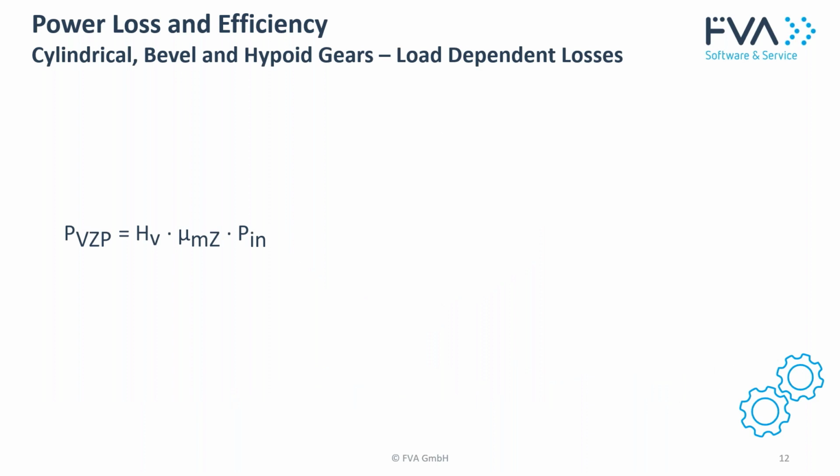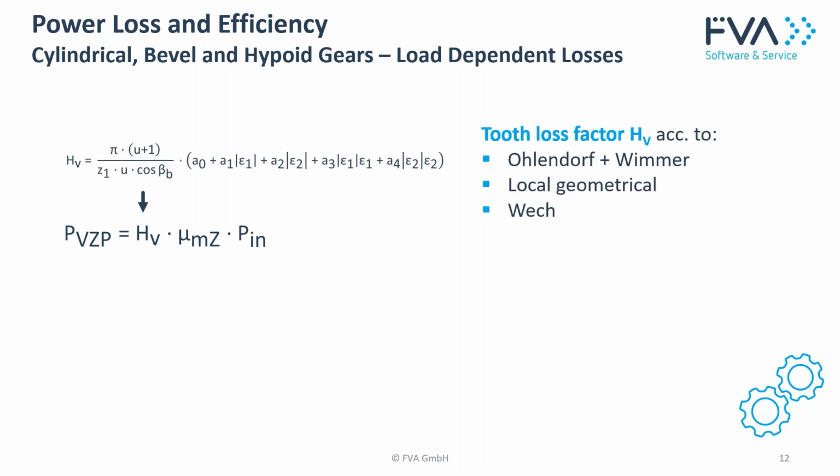One of the most important power losses are the load-dependent power losses of the gears. They will be calculated similar to the Coulomb friction. We have the tooth loss factor, which includes the geometry of the gear mesh, like contact ratio, helix angle, gear ratio, and the position of the pitch point on the line of action.